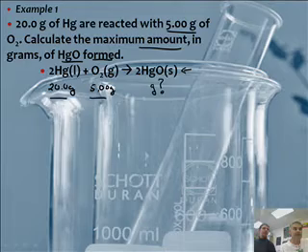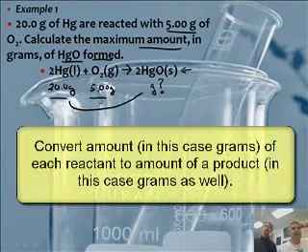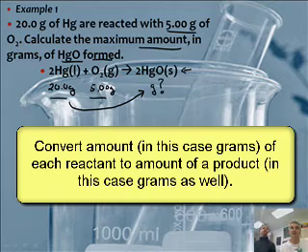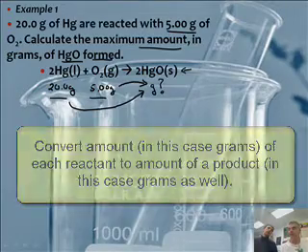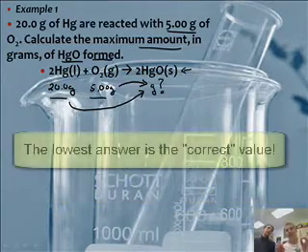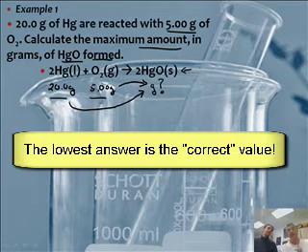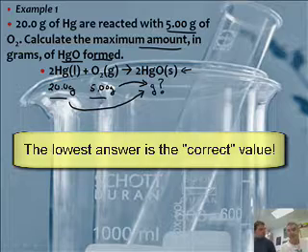You do one stoichiometry line with one reactant, and you do another stoichiometry line with the other. So I'm going to convert the grams of mercury, the 20 grams, to grams of mercury oxide. And then I'm going to convert grams of oxygen to grams of mercury oxide. And then I'm going to find which answer gives me the smallest answer. The smallest answer wins. That's the one that tells you what your limiting reactant is and what the actual amount will be.